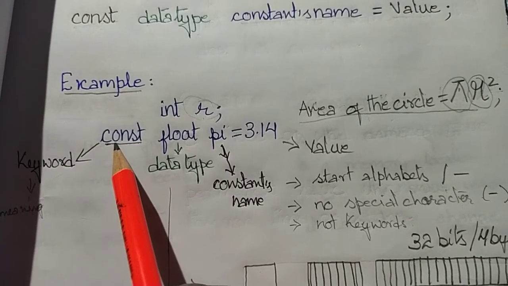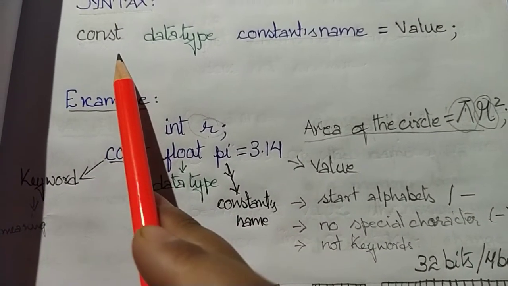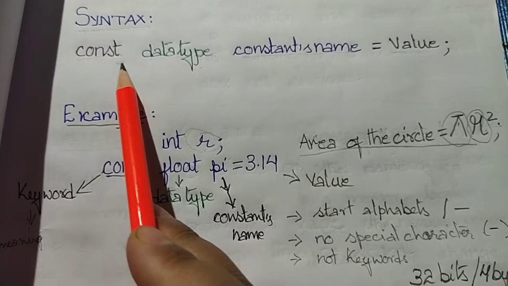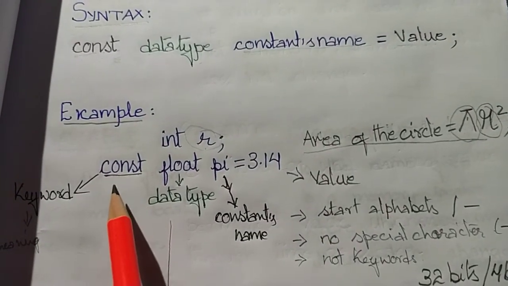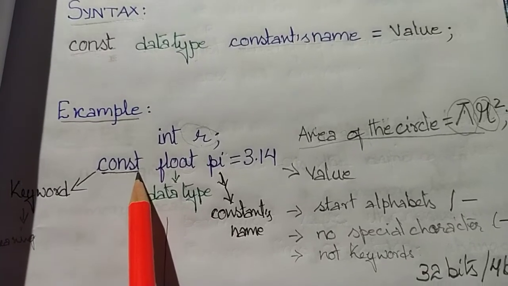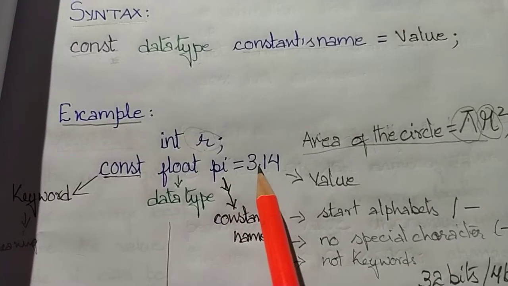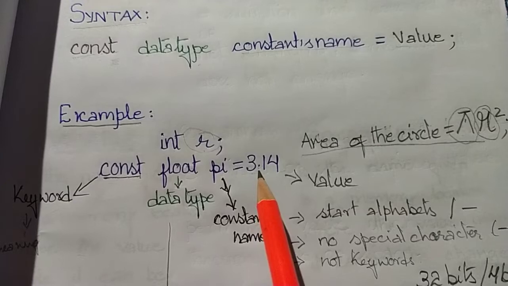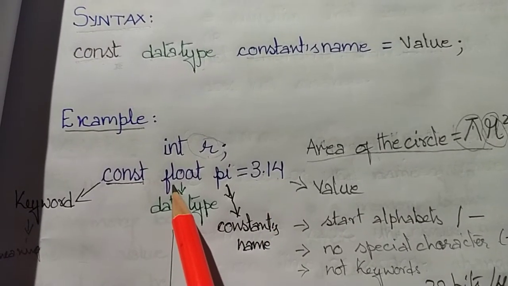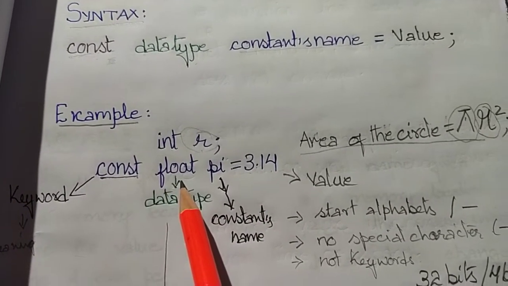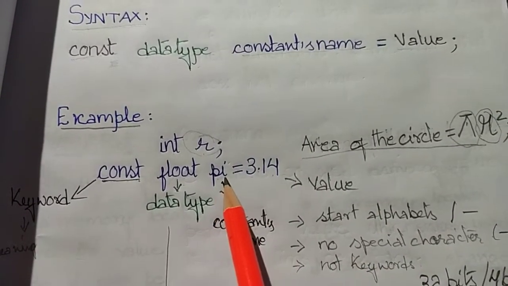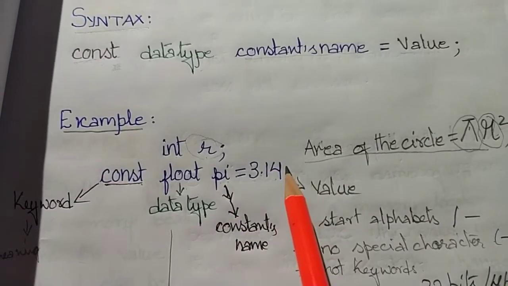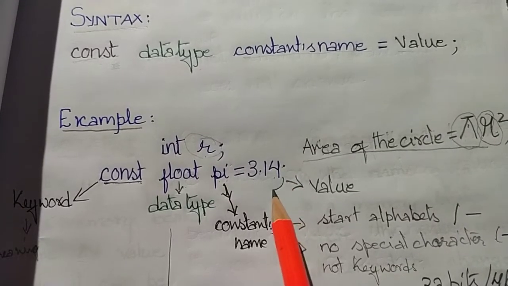Like I mentioned from the syntax, first we require the keyword const. So therefore I used the keyword const. Because the value of pi is a decimal value, that is 3.14, I use the data type float. And the name of my constant is pi. And I provide the value, that is 3.14.